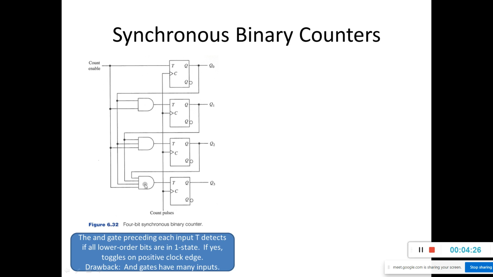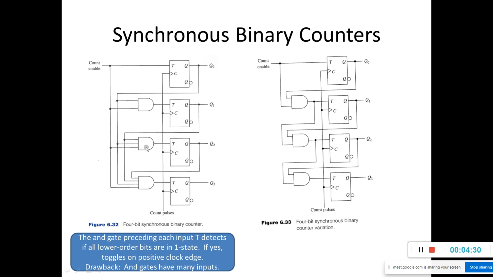What is the drawback of this? The AND gate having many inputs. So the solution for that, right? See, you can see here the 4-bit synchronous binary counter variation. Okay, how do we do the counter variation? See here, again the first AND gate, Q0 is connected as an input to one of the AND gate inputs and the count enable. If both are 1, then only it will be 1.